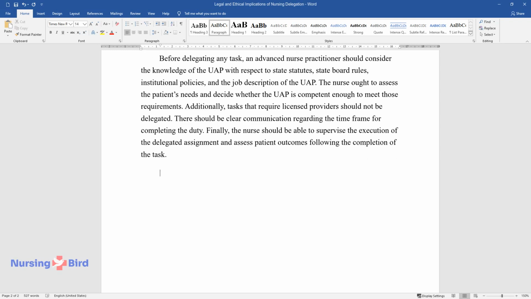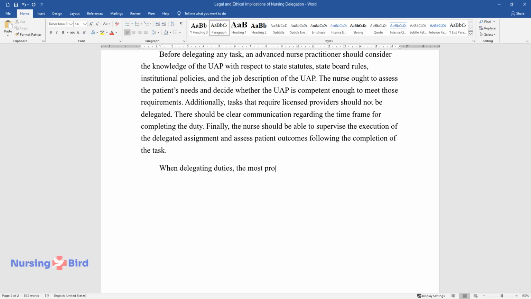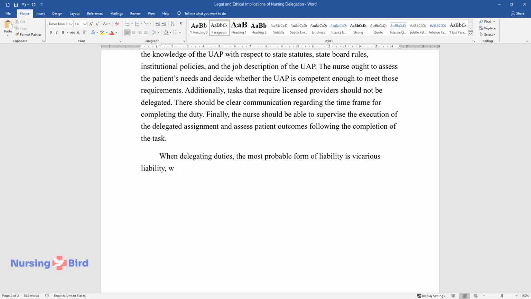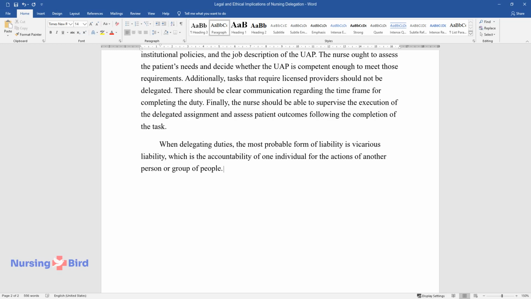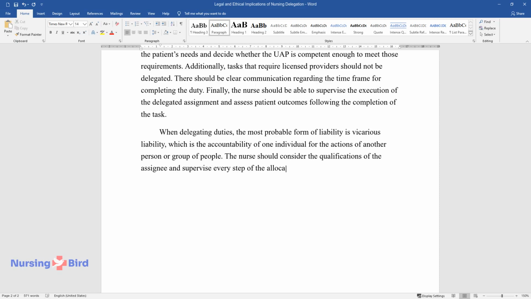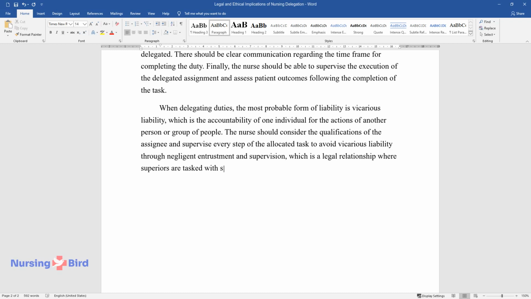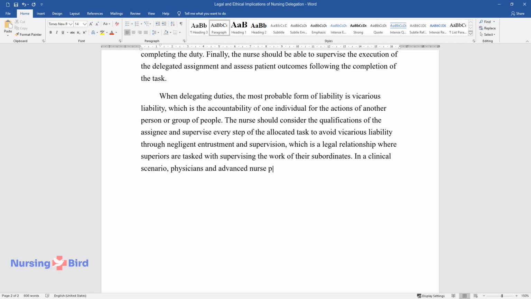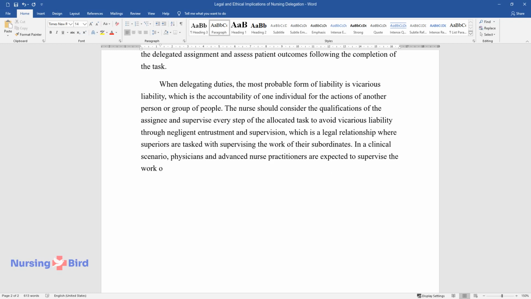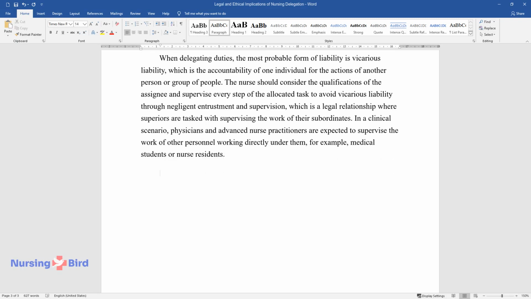When delegating duties, the most probable form of liability is vicarious liability, which is the accountability of one individual for the actions of another person or group of people. The nurse should consider the qualifications of the assignee and supervise every step of the allocated task to avoid vicarious liability through negligent entrustment and supervision, which is a legal relationship where superiors are tasked with supervising the work of their subordinates. In a clinical scenario, physicians and advanced nurse practitioners are expected to supervise the work of other personnel working directly under them, for example, medical students or nurse residents.